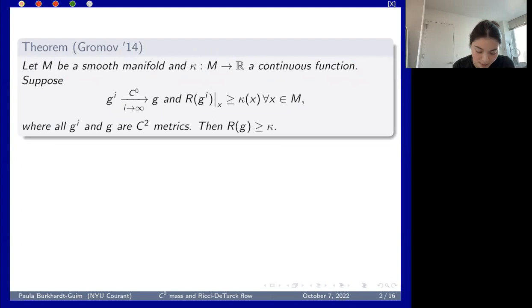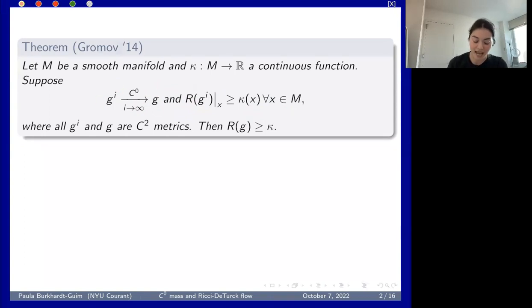Suppose we have a sequence of Riemannian metrics g_i. These are just C2 Riemannian metrics, and suppose they're converging uniformly to some limiting metric. Even though we have only C0 convergence here, let's assume that we know the limit is a C2 Riemannian metric. Let's also suppose that each metric in my sequence, each g_i, has scalar curvature at x bounded below by kappa of x. Here kappa is a function, the scalar curvature is also a function, and the scalar curvature satisfies this pointwise lower scalar curvature bound.